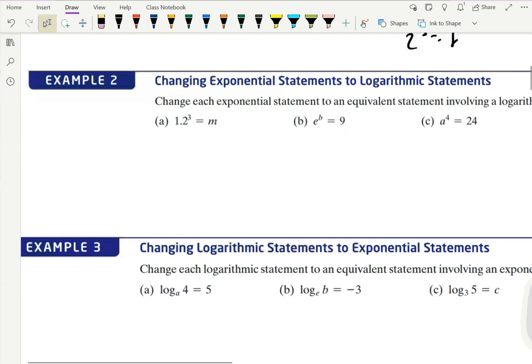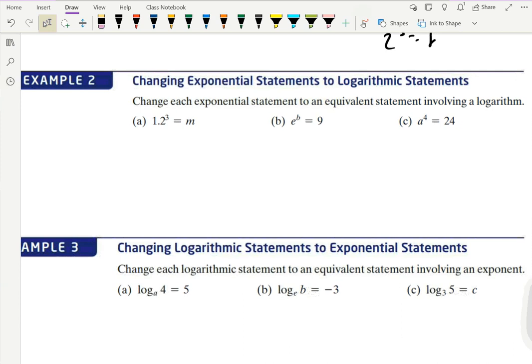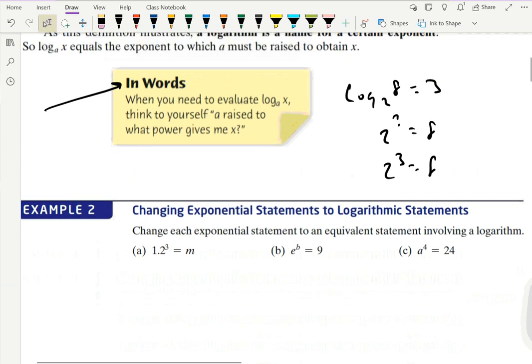Let's take a look at changing these and rewriting these items in their particular forms. So the first thing is, let's change these exponential statements to an equivalent statement involving a logarithm. And then we're going to reverse that in example 3. We're going to take our logarithmic statements and rewrite them as exponential statements.